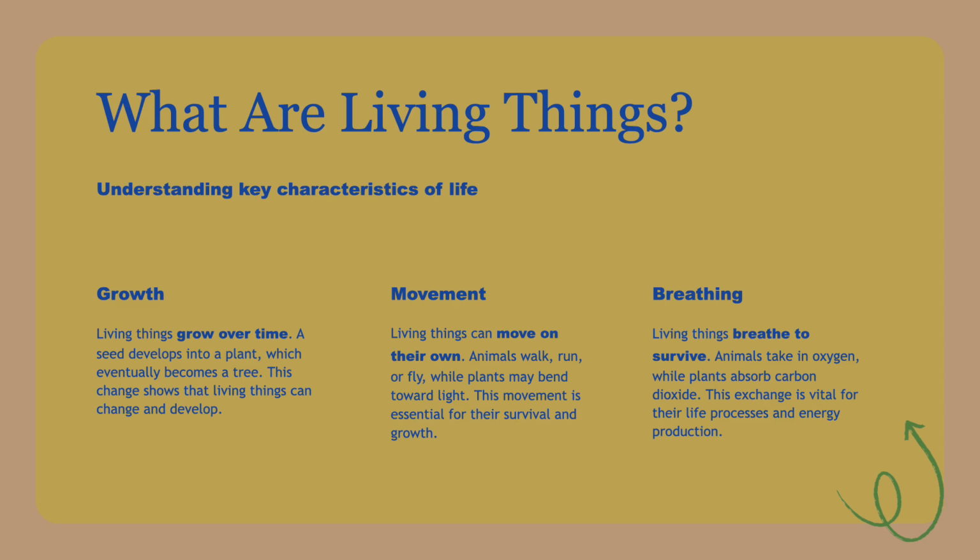Movement. Living things can move by themselves. Animals walk, run, swim, or fly. Plants don't move from one place to another, but they do move by bending towards sunlight or opening and closing their flowers. Third is breathing. All living things need to breathe. Humans and animals breathe oxygen. Plants take in carbon dioxide. Breathing helps them stay alive by giving them energy.